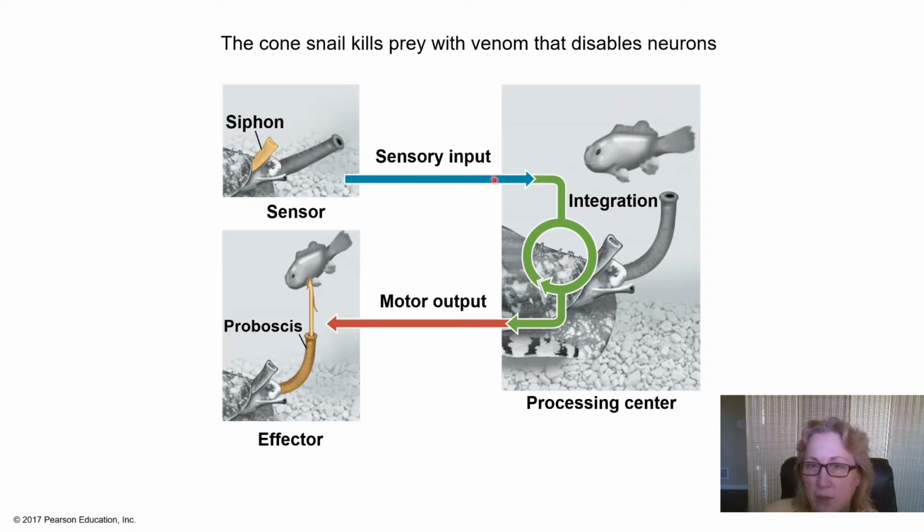When they receive the correct input that a fish is near, they respond with this little barb that they send out that will stab the fish, inject it with venom, and paralyze it.